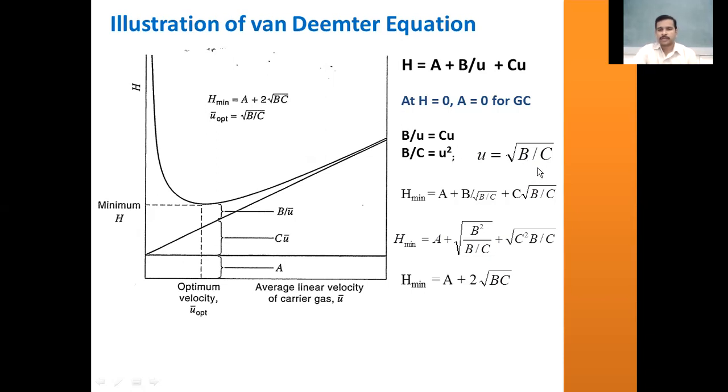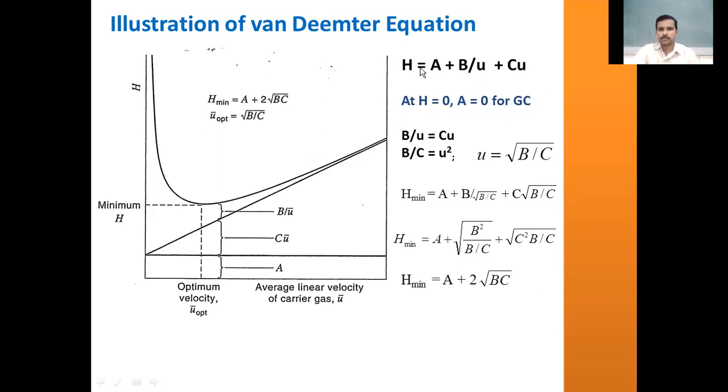So what is the optimum velocity of the mobile phase? It is dependent upon the longitudinal diffusion term and the mass transfer term of the Van Deemter equation. So U is equal to square root of B by C. You substitute this into this equation. H minimum, if you wanted to achieve minimum plate height for a particular solute, H minimum will be equal to A plus B divided by square root of B by C, plus C into square root of B by C. So H is equal to A plus B by U plus CU. You have the Van Deemter equation.